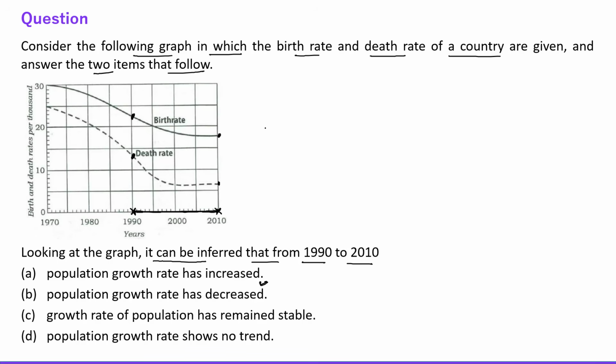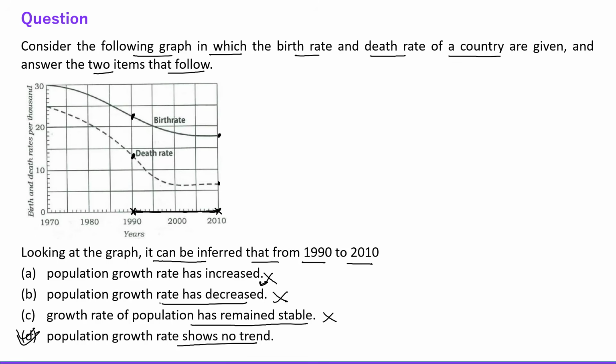Fine. So first option is population growth rate has increased. We can't say this. Second option is population growth rate has decreased. Even we can't say this. The third option is growth rate of population has remained stable. The reality is we cannot predict it, right everyone? Fourth option is the population growth rate shows no trend. Yes, this is the correct answer.